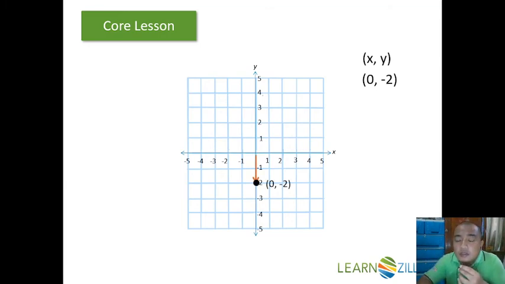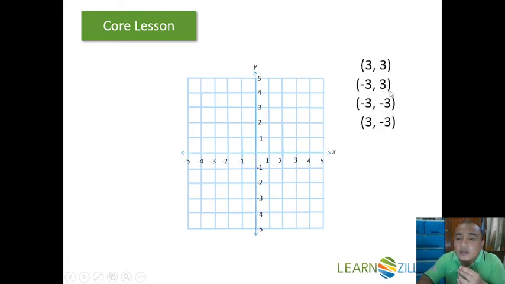2 units downward to the origin and no moving to the left and right because it's 0. So 0, negative 2. It's on the y-axis. How about this? 3, 3, negative 3, 3, negative 3, negative 3, 3, negative 3.